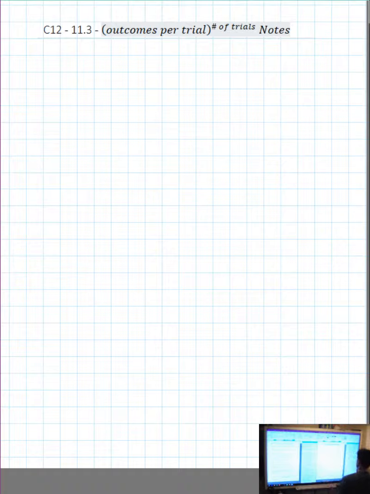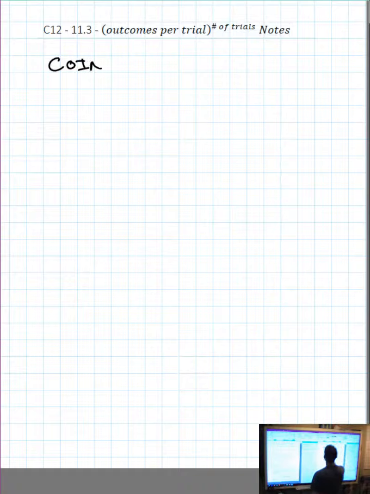11.3, outcomes per trial to the exponent number of trials is the title. Lots of the time I'm just going to title the notes the actual method that we are going to be using. So the question says, if we flip a coin, I'm going to say what I know about a coin: I've got heads and tails. That's it.